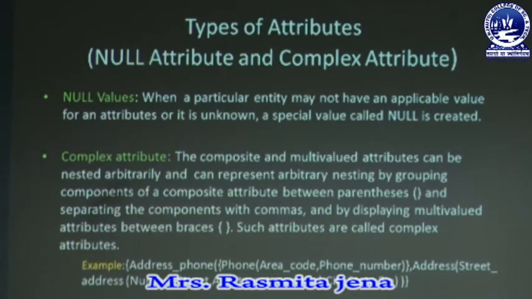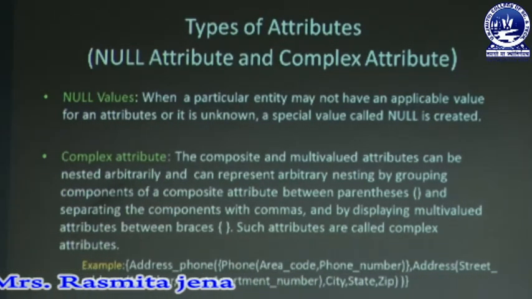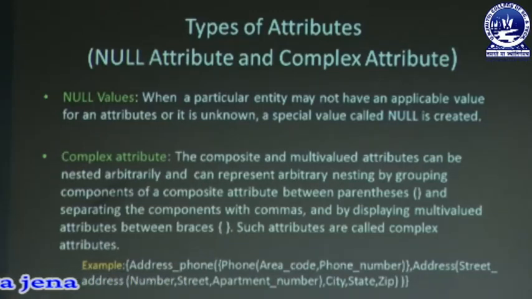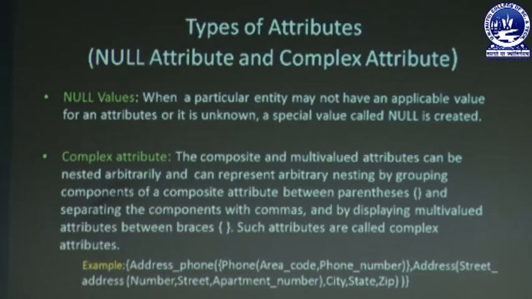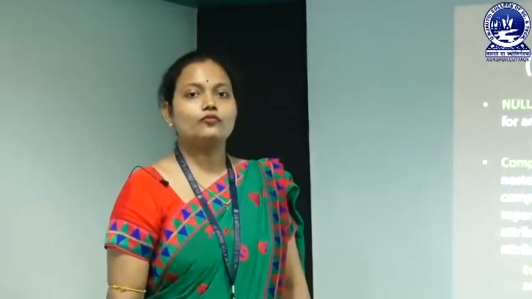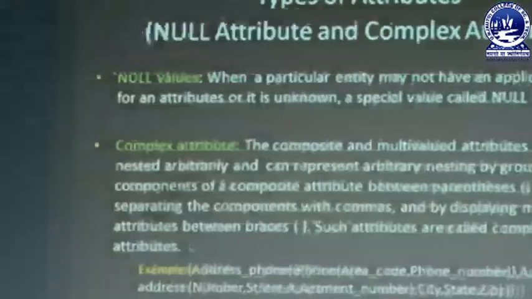When a particular entity may not have an applicable value for an attribute, or it is unknown, in that case you have to use a special value for that attribute, which is called a null value, and that attribute is called a null valued attribute. Then we have to know what a complex attribute is.